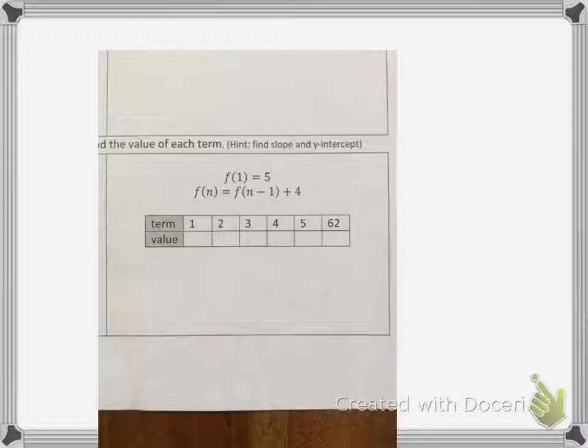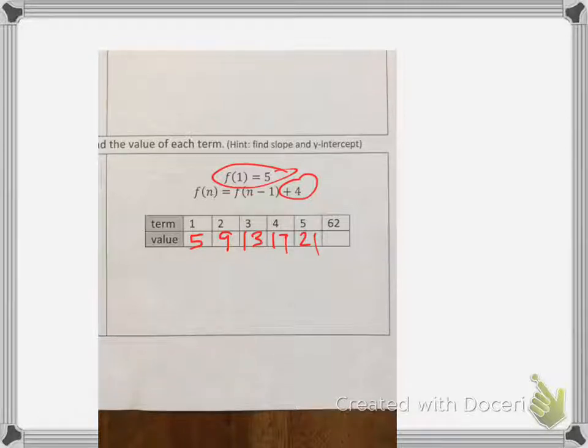All right, one more just like that. Here is my first term, number 5. And then this says take my previous term and add 4 to it. So I'm adding 4 to it, it would be 9. If I'm adding 4 to that, it would be 13. Add 4 to that, get 17. Add 4 to that and get 21.